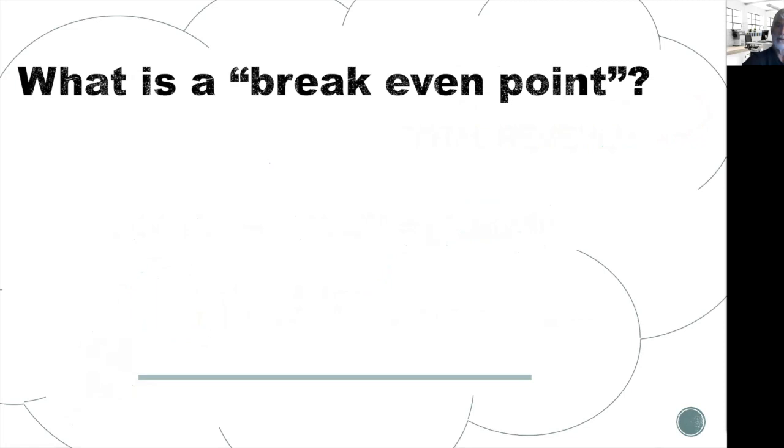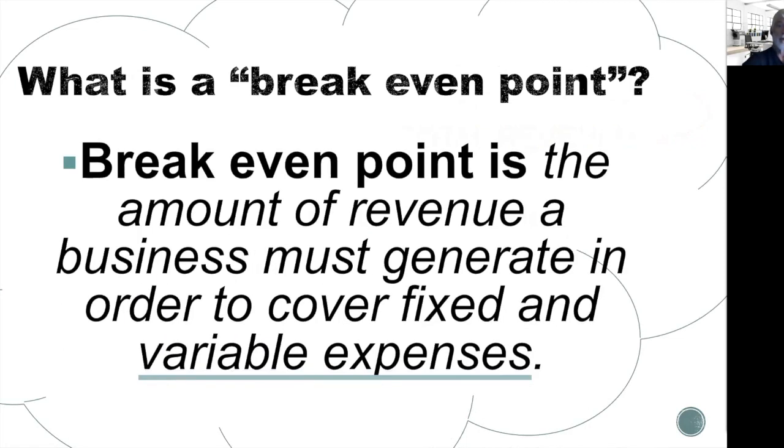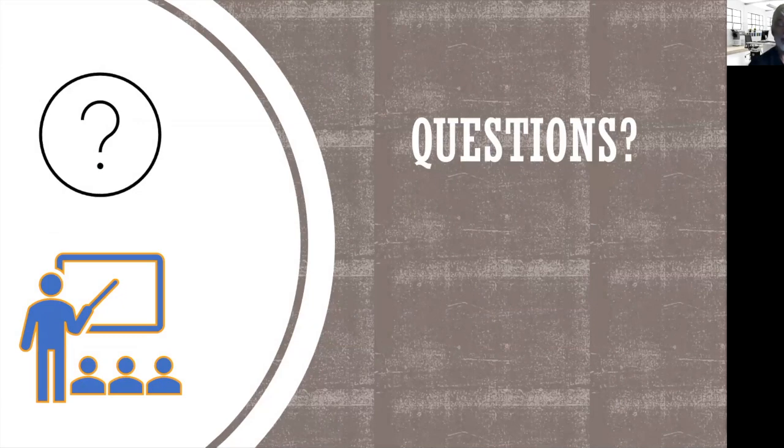All right, here's the deal. What is the break-even point? Let's go back to that definition. Break-even point is the amount of revenue a business must generate to cover fixed and variables. If your fixed expenses are $7,000, that doesn't mean that you have to generate $7,000 because you still have to pay for those variable expenses that you are actually giving to your customer to receive money for. All right, any questions?